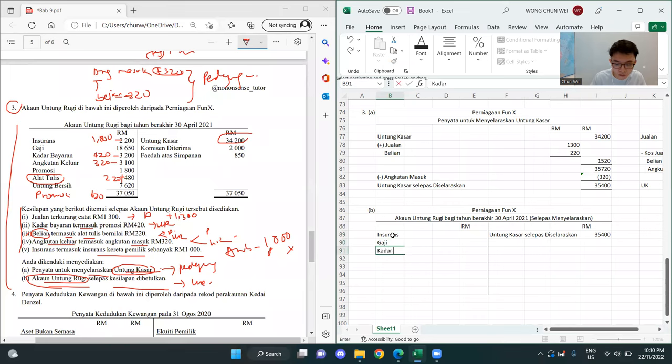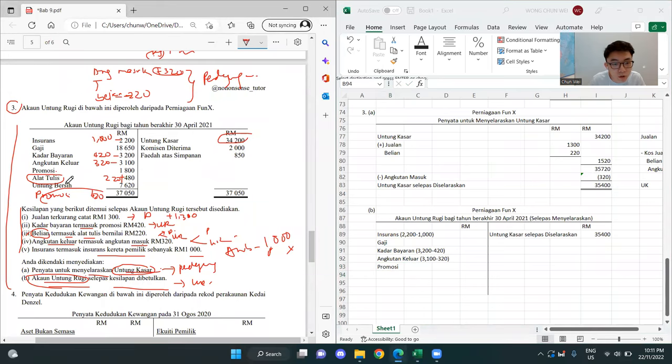Gaji, kadar bayaran, angkutan keluar. For angkutan keluar, all these things if got changes, you just show lah. 3,100, I have to minus 320. And then for my insurance, you have to use 2,200 minus 1,000. And then the kadar bayaran, I have to use 3,200 minus 420. See? And then the promosi. Oh, okay, sorry. The promosi is already here, ma. So I don't have to open another account. So I just add 420 into here. Okay, you don't have to book out another account for it.